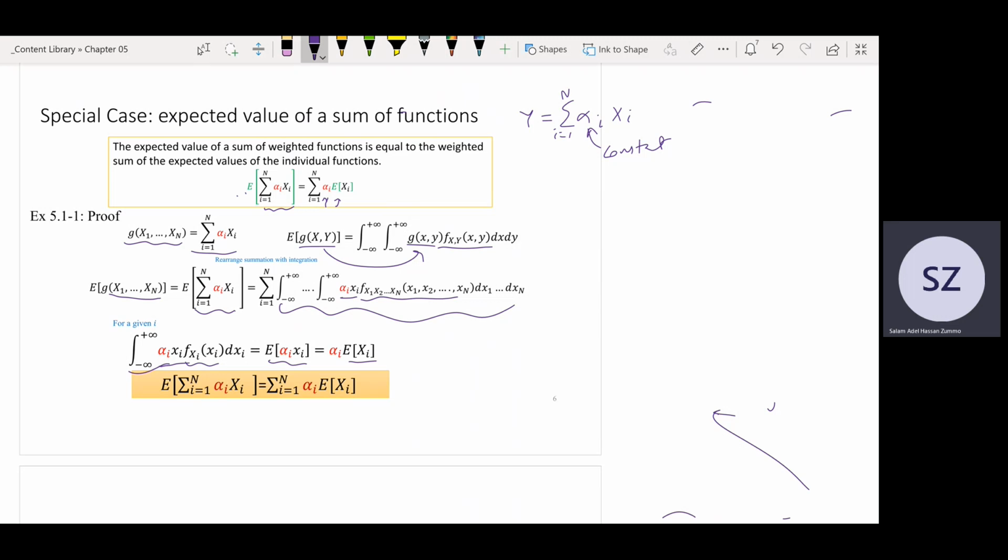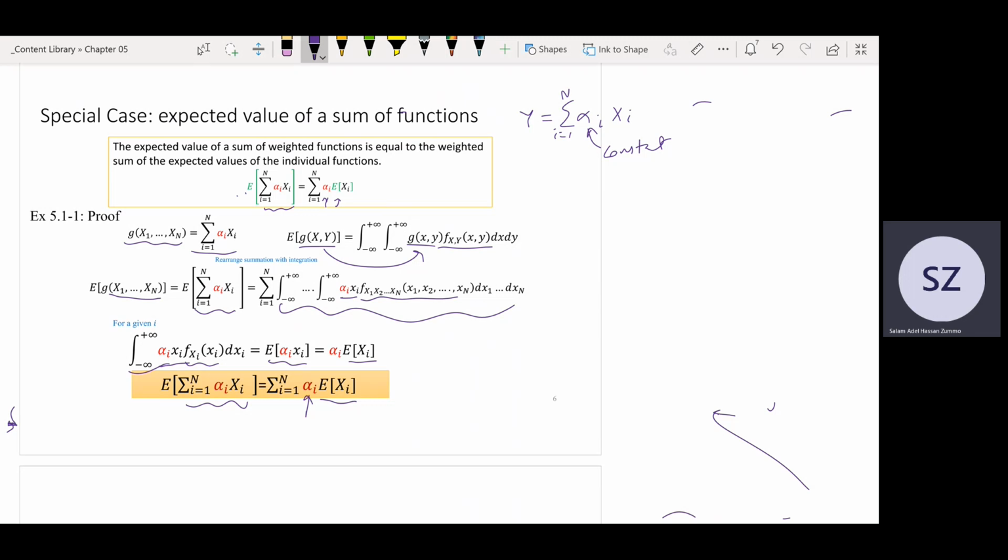In short, the expected value of a weighted sum of random variables is equal to the weighted sum of the individual expected values. If I have 4 random variables, alpha 1 x1, alpha 2 x2, alpha 3 x3, alpha 4 x4, then the expected value of them will be equal to the summation of alpha 1 expected value plus alpha 2 expected value and so on. So alpha represents the weighting value. Alpha is just a constant.